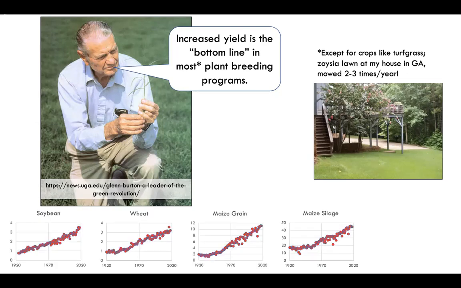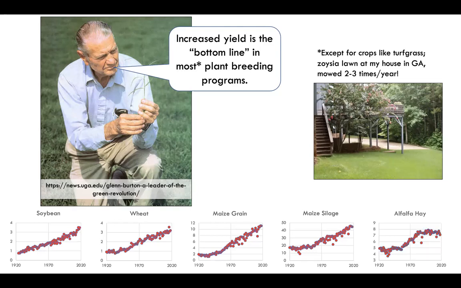And generally we see in the main oilseed and staple crops that yields have improved. These are USDA data for the US. Yields have improved over the last century in an almost linear fashion in all these cases, as well as for maize silage, where the whole plant is harvested.